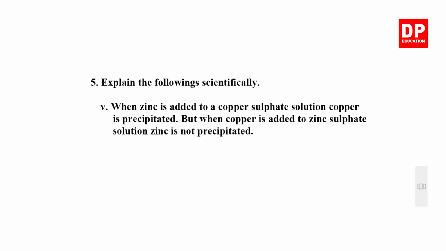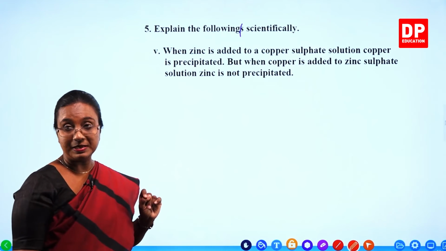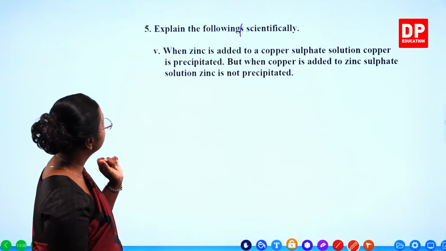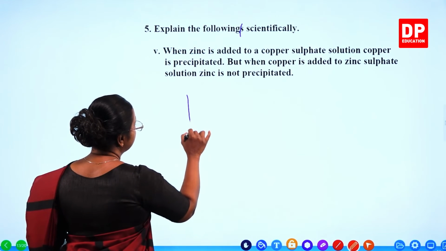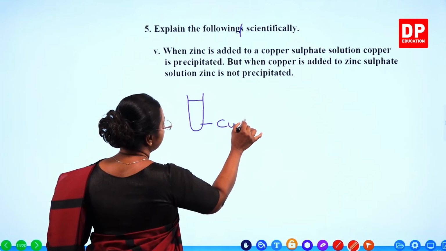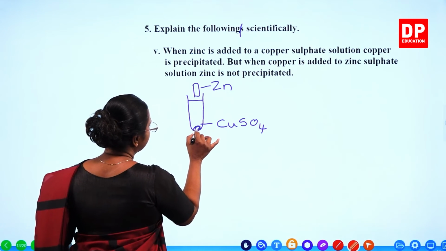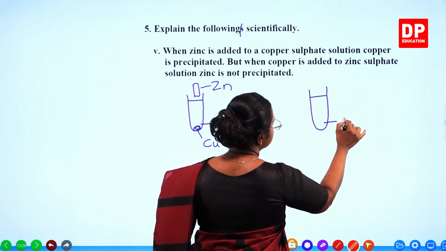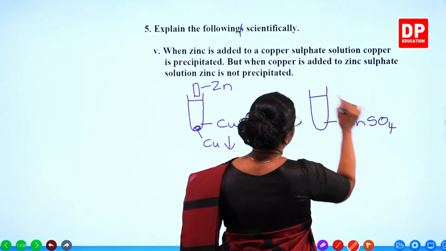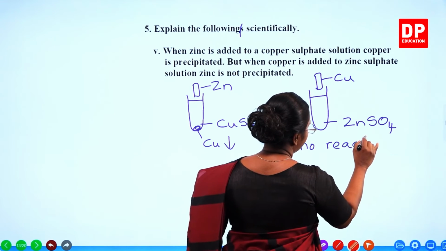Explain the following scientifically. When zinc is added to a copper sulfate solution, copper is precipitated. But when copper is added to zinc sulfate solution, zinc is not precipitated. You can remember that. We did this activity. You have a solution of copper sulfate. You put a piece of zinc into that. You will get copper precipitating. But if you have a solution of zinc sulfate, and if you put a piece of copper into that, there is no reaction. What is the reason?